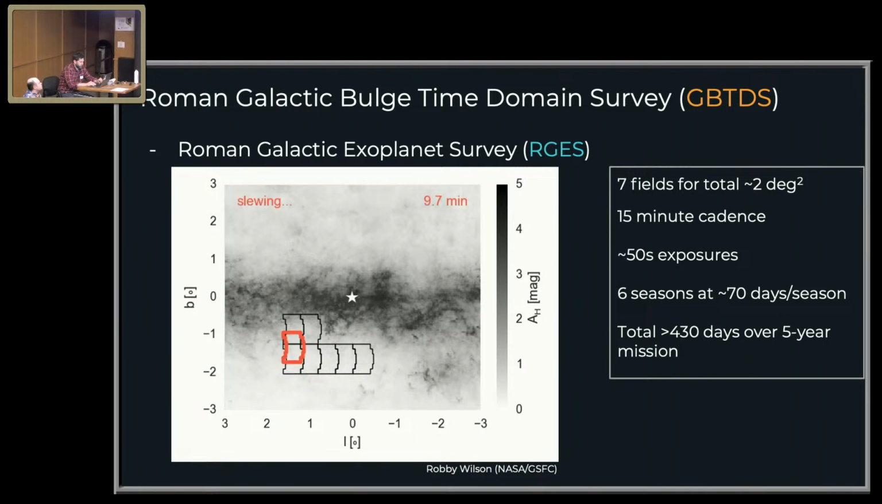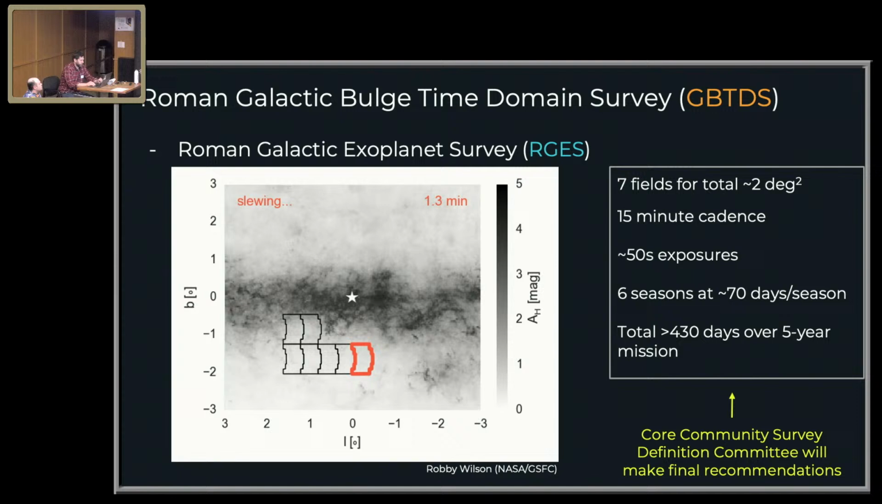So by the end of this survey, it'll effectively be one of the deepest exposures ever taken of the sky in this region. And again, just stressing one more time, these numbers are not final. There are actually several survey definition committees that are convening right now to deliver their final recommendations for these surveys. I believe by the end of this year is when they're tasked with delivering, or maybe spring 25.